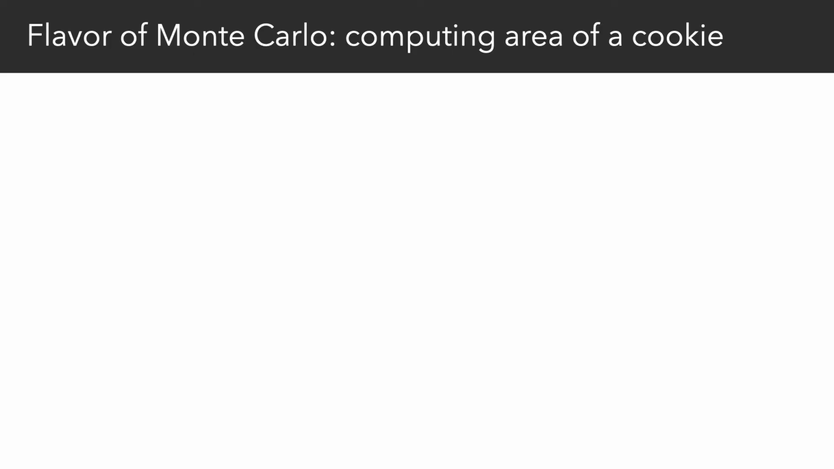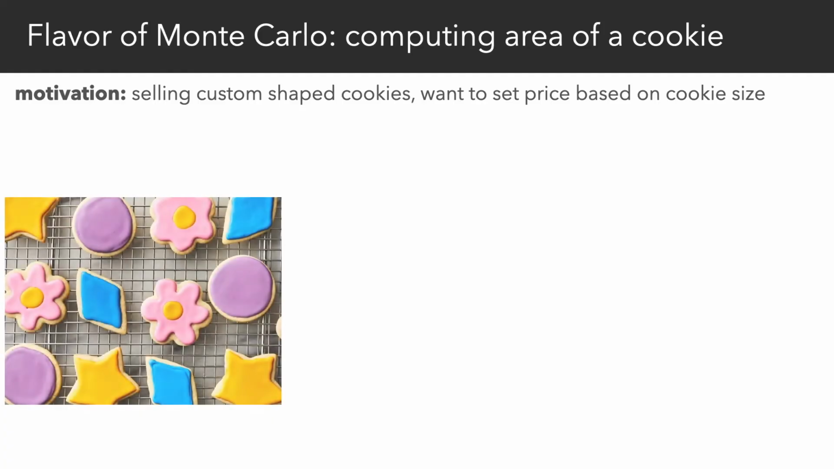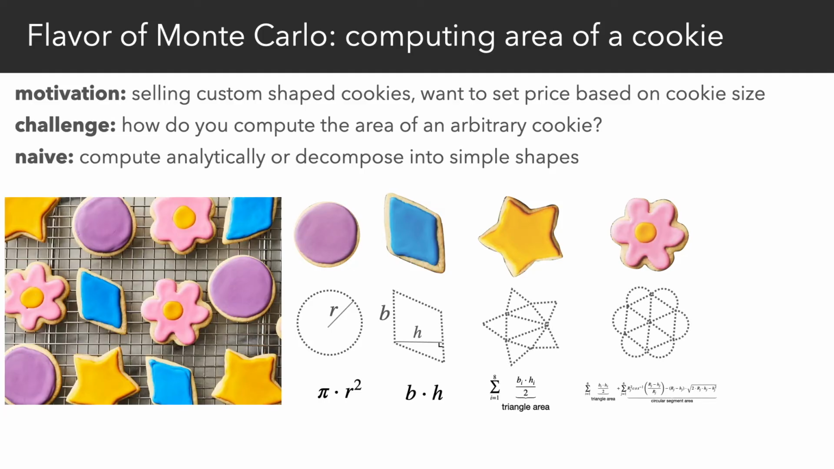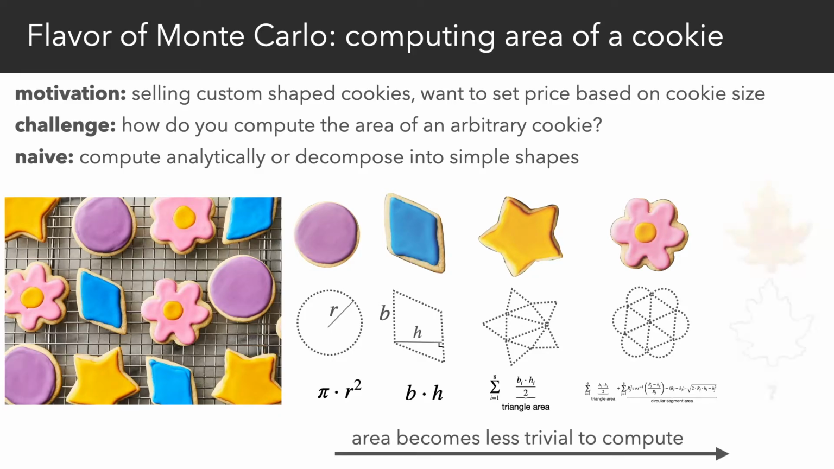To get a flavor of what Monte Carlo methods entail, let's start with a motivating example. Let's say you want to sell custom-shaped cookies online, and you need to set the price based on the area of each cookie. So how do you go about computing the area of an arbitrarily shaped cookie? For simple shapes, we could just use analytic formulas, or even divide the cookie up into shapes that we know how to measure. But as the shape becomes more complex, the area becomes less trivial to compute, and very quickly we arrive at cookie shapes which are hard to decompose into elementary shapes.